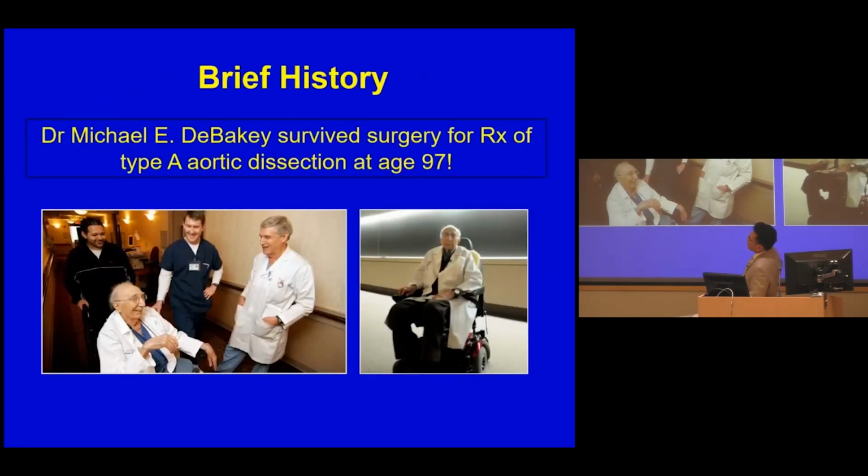Michael DeBakey actually survived surgery for the treatment of a type A dissection at age 97. The story goes that it was New Year's Eve in 2006. He was home alone and experienced severe chest pain. He deduced that more than likely it was not his coronaries, because he had recently seen his doctor who had checked him out. So he said, I must have a dissection.